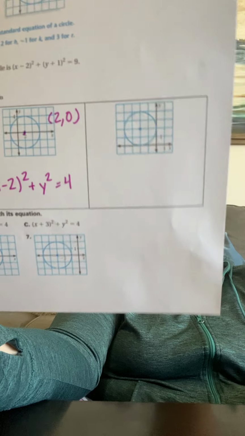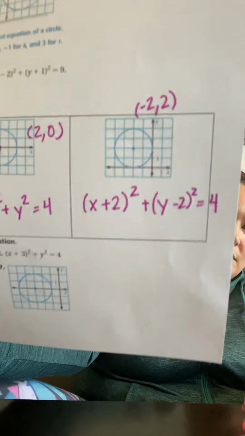All right, last one of these right here. I can see that the center of this is at the point negative 2, positive 2. So that means that my x is going to be x plus 2, because we have to do the opposite, squared, plus y minus 2 squared equals, well, our radius is 2, so 2 squared is 4. Just like that.